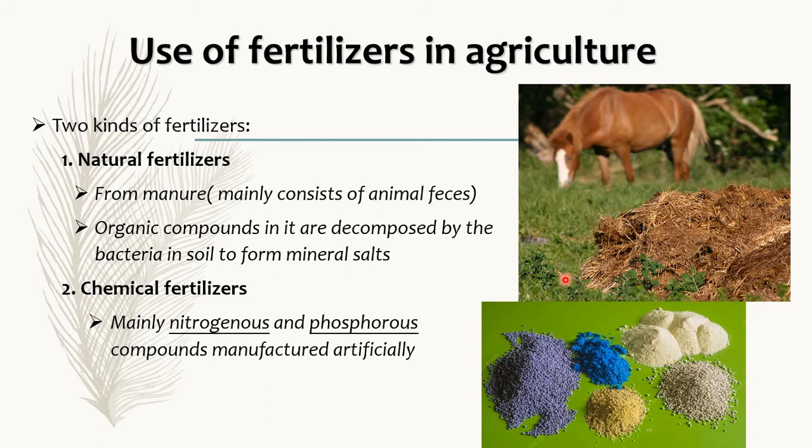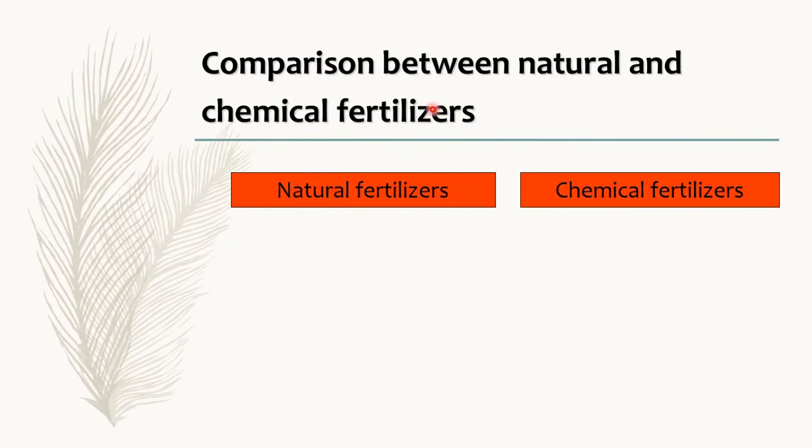Then the second one is chemical fertilizer, mainly nitrogenous and phosphorus compounds manufactured artificially. It's man-made. So you have something like this, with different colors. That is chemical fertilizer. What can we say about the difference between these two? Let's see one by one.